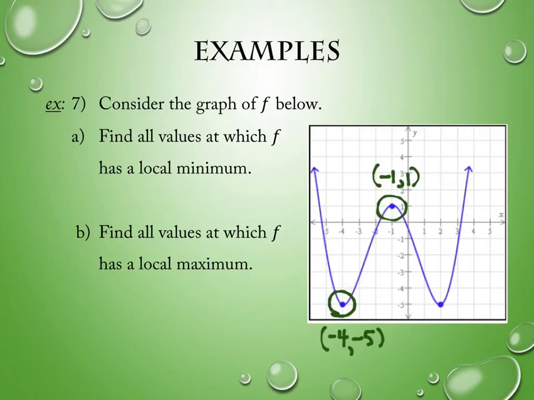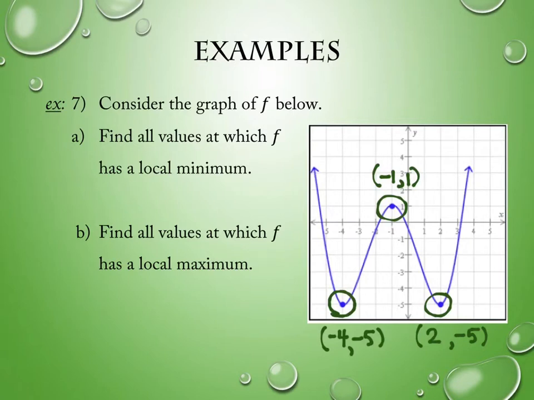-1, 1. Good job. And the last point of interest in this regard anyway would be this one. And it is a local minimum. Good. And its ordered pair would be what? 2, -5. So these are our three local extrema, or three local extreme points, three local extreme values.